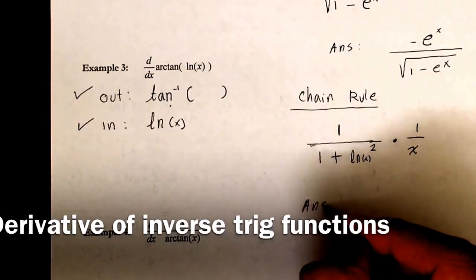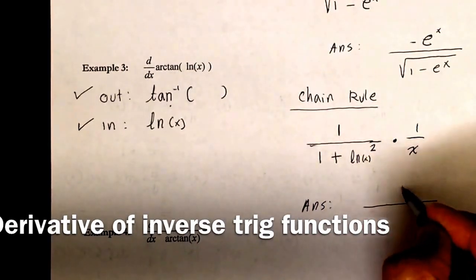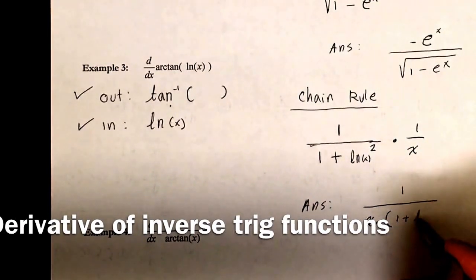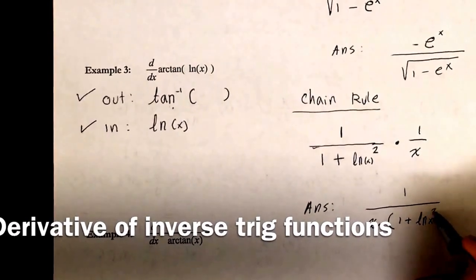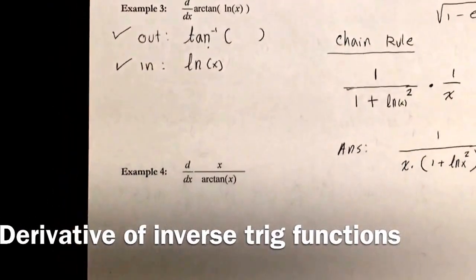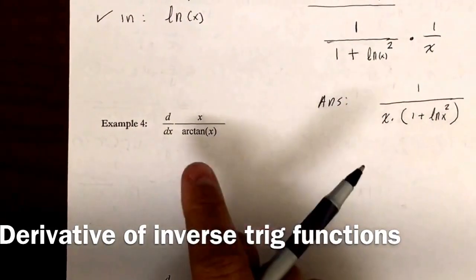So we finally write our simplified answer. We can move the x to the front. I put parentheses around the 1 and the ln square. There you go. Okay, great job.